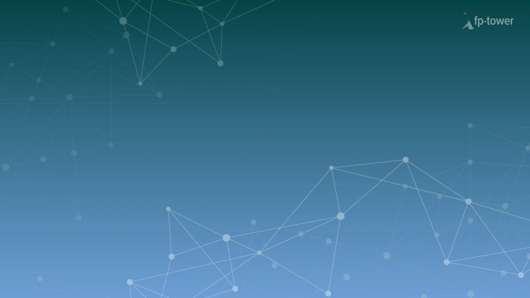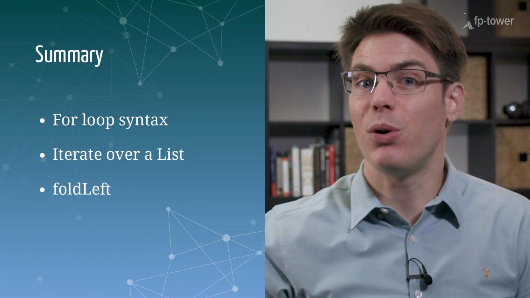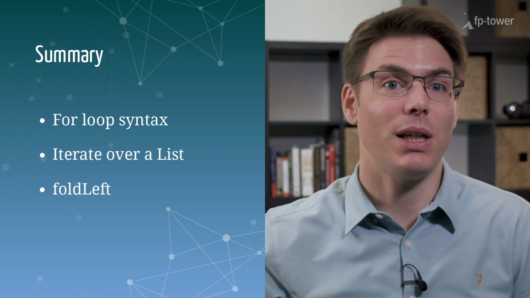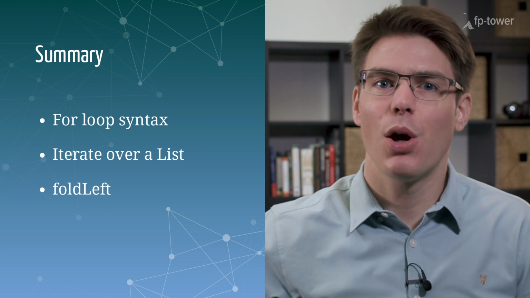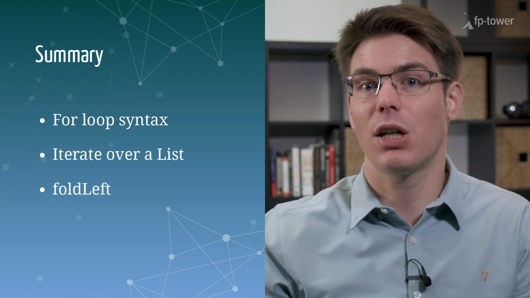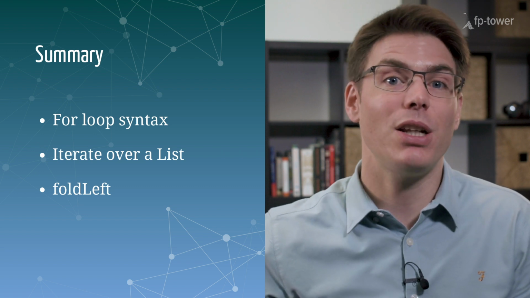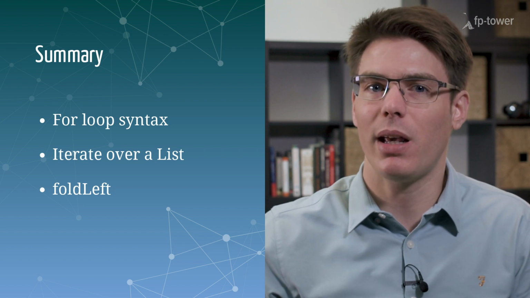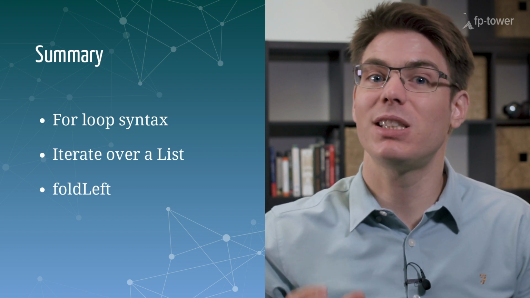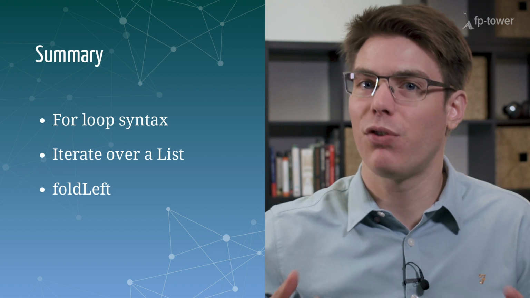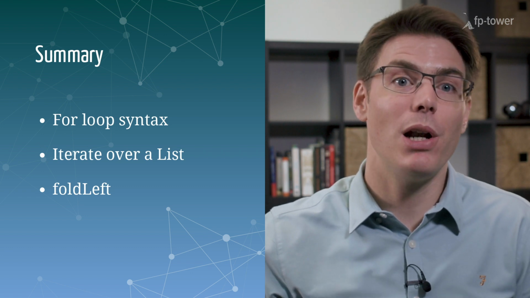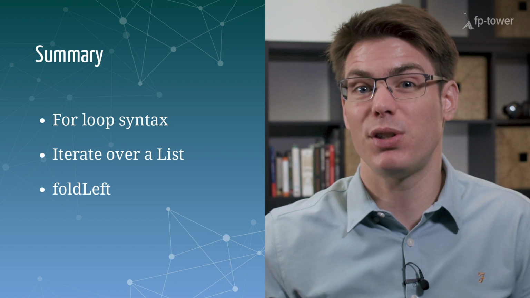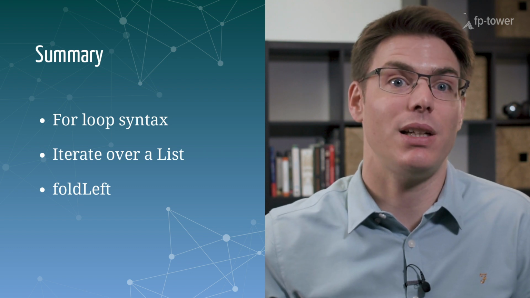So in summary, today we had a good look at the for loop syntax. We didn't cover everything, but we'll come back to this topic in later chapters anyway. We also saw how to iterate over a list or any other data structure and update a variable along the way. Then we discovered that this pattern is extremely generic and that we can capture it using a single higher order function called fold left. And finally, we learned that fold left could be used to implement most of the list API, or at least most of the data processing functions that we are interested in.